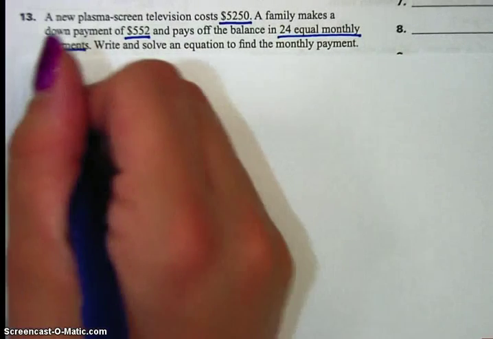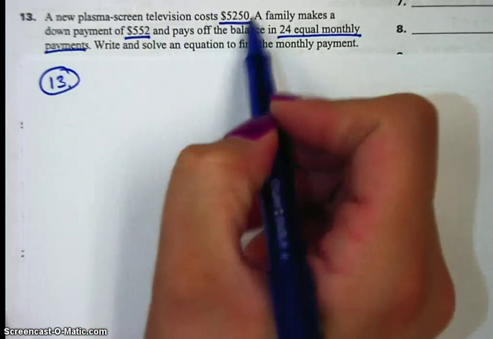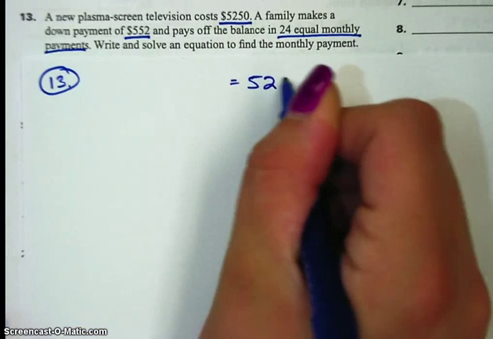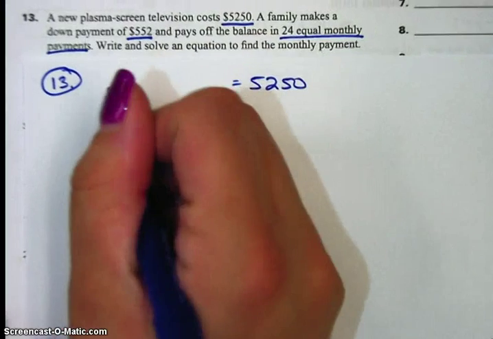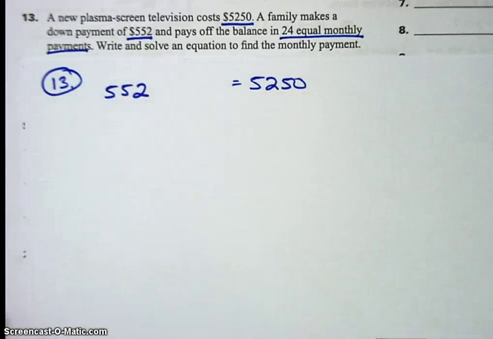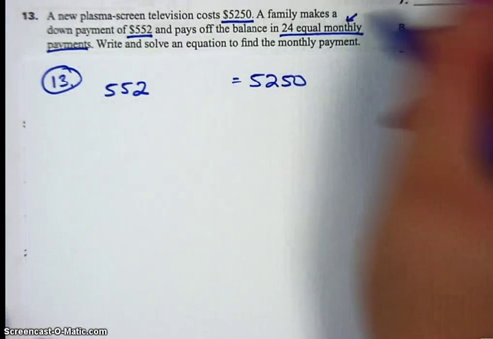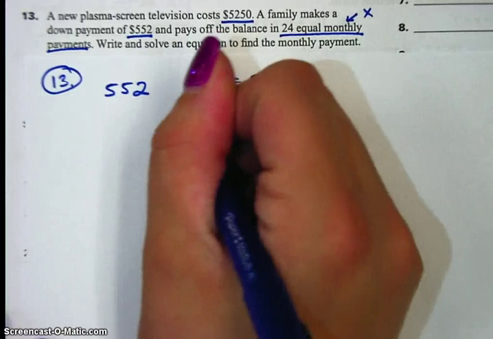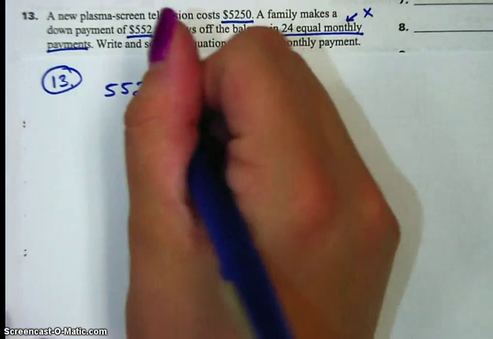So the first thing I want to do on number 13 is write an equation. We want to buy a TV that is $5,250. So that's my equals. I can immediately pay $552. That's a one-time payment. It's my down payment. And then every month I'm going to pay an equal amount. I don't know how much my monthly payment is. That's my X. But I know I'm going to make 24 of them. And because this is totaling, that's going to be adding.